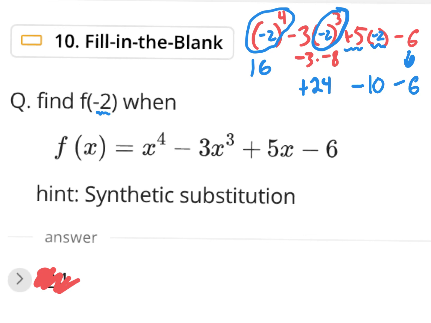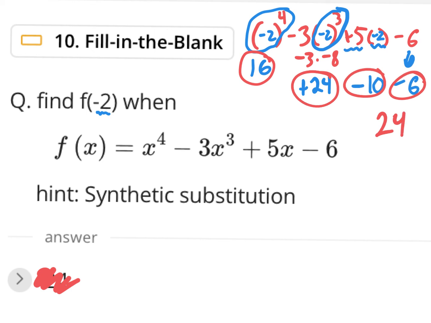And now let's add and subtract everything that we have here. 16 plus 24 is 40. 40 take away 10 is 30. 30 take away 6 is 24. So on this one, you're going to type in the number 24, hit enter, and that'll be the correct answer. That's one way of doing it.